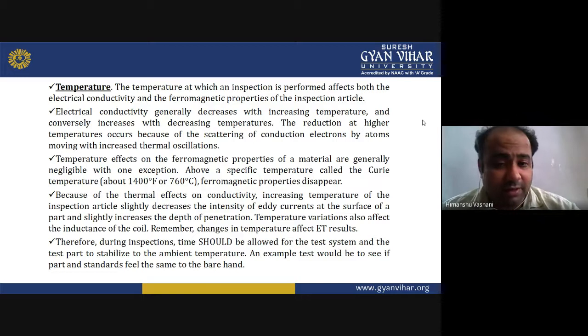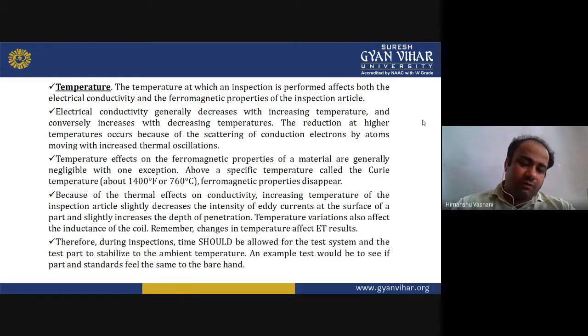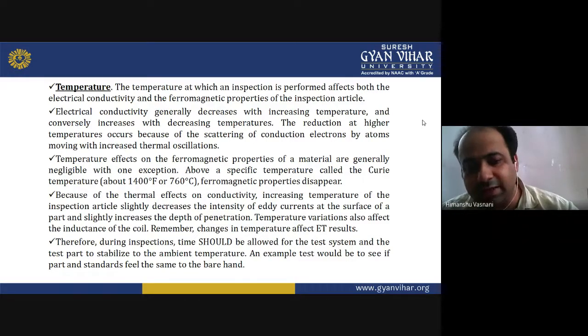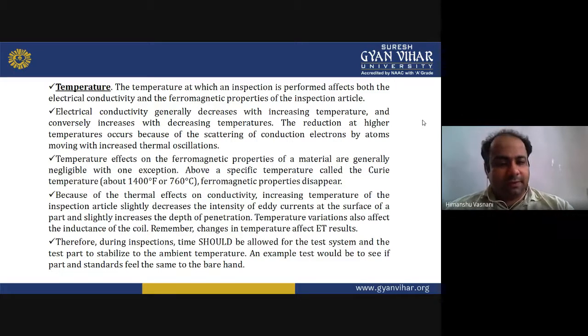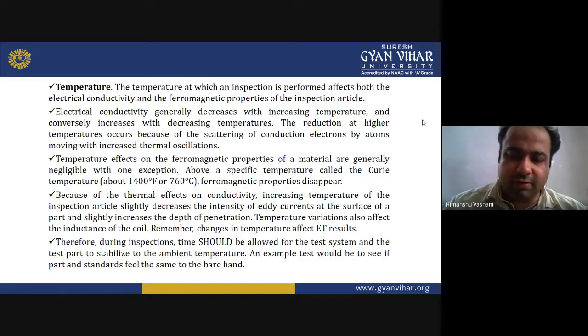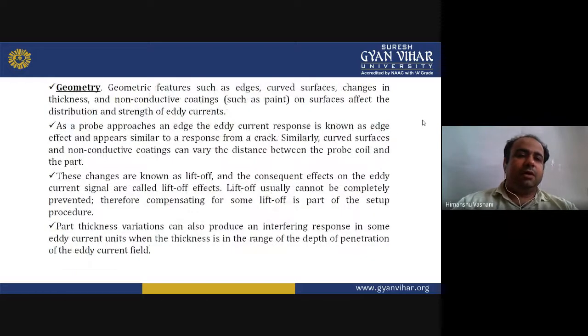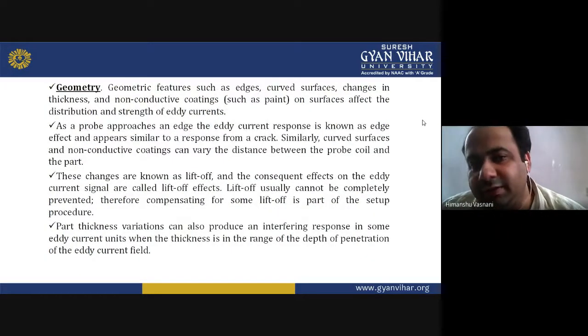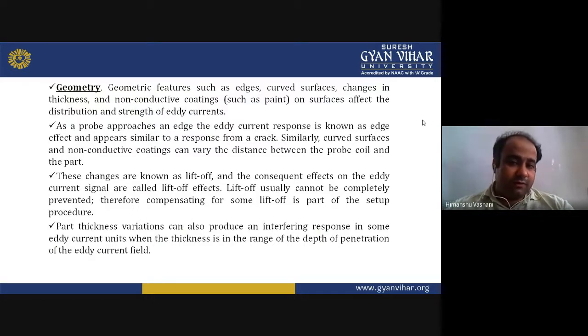Therefore, during inspection, time should be allowed for the test system and the test part to stabilize to the ambient temperature. For example, the test would be to see if the part and the standard feel the same to the bare hand. Now geometry. Geometric features such as edges, curved surfaces, changes in thickness, and non-conductive coatings such as paints affect the distribution and strength of eddy currents.